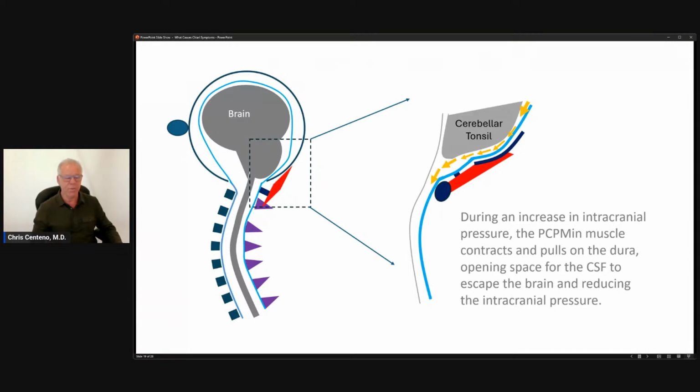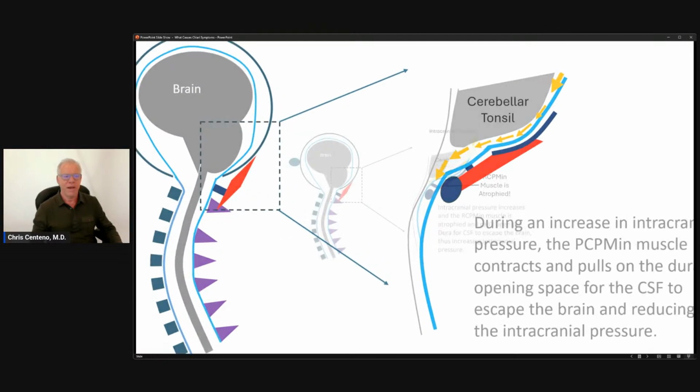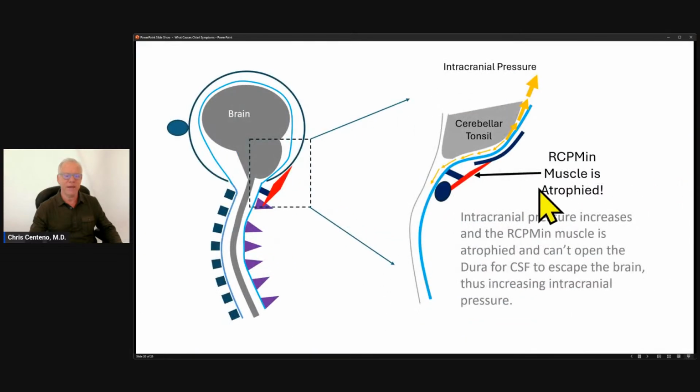And that's really what this paper talked about. And that is, if this muscle gets atrophied, and I've drawn a much, much smaller muscle here, now all of a sudden it can't open the back door.